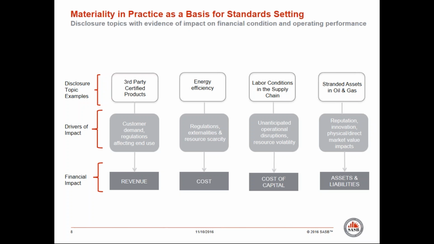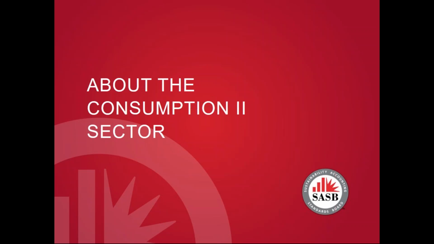We've seen many examples of where failure to maintain good conditions in the supply chain has had a significant impact on business operations and ongoing value creation. And then finally, in an example like in the oil and gas industry, we see the potential for stranded assets as investors start to put a price on the carbon assets in the ground.